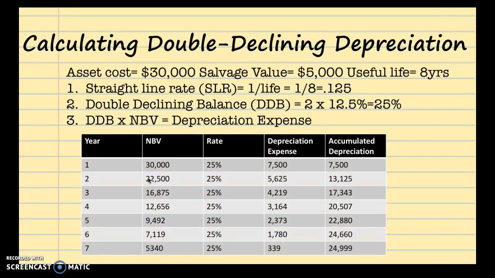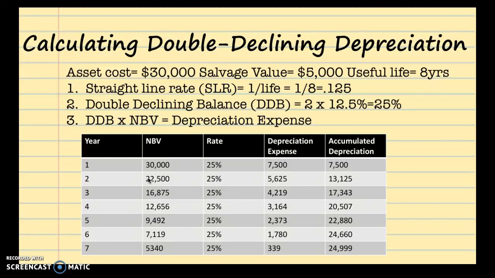As you can see in the table, the accumulated depreciation from each year is subtracted from 30,000, then multiplied by the rate of 25%. At year 6, the accumulated depreciation was 24,660. Keep in mind again that the net book value cannot fall below the salvage value of 5,000.